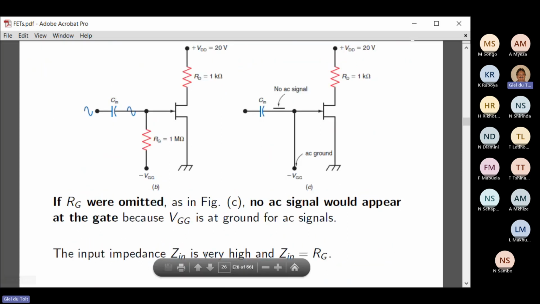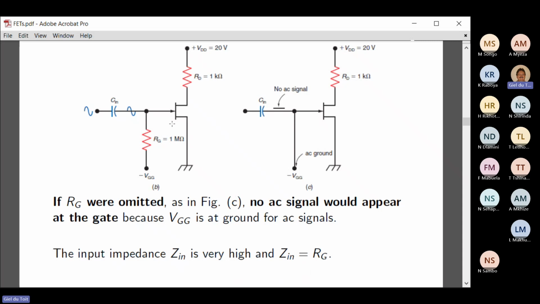Now the input impedance for a FET is very high. The resistance on the gate of a FET is very, very high. In that case, we can use a very high resistance here, like in this case, 1 mega ohm. Sorry, I said less than 100 ohm. It's not true. It's about a mega ohm here in the input. Sorry for that mistake. All right, the input impedance is very high, about 1 mega ohm in this case.